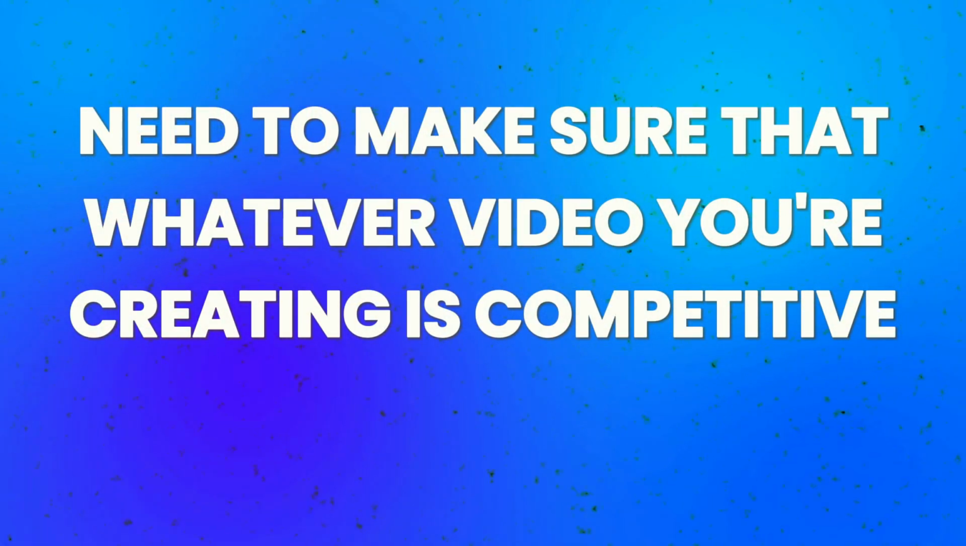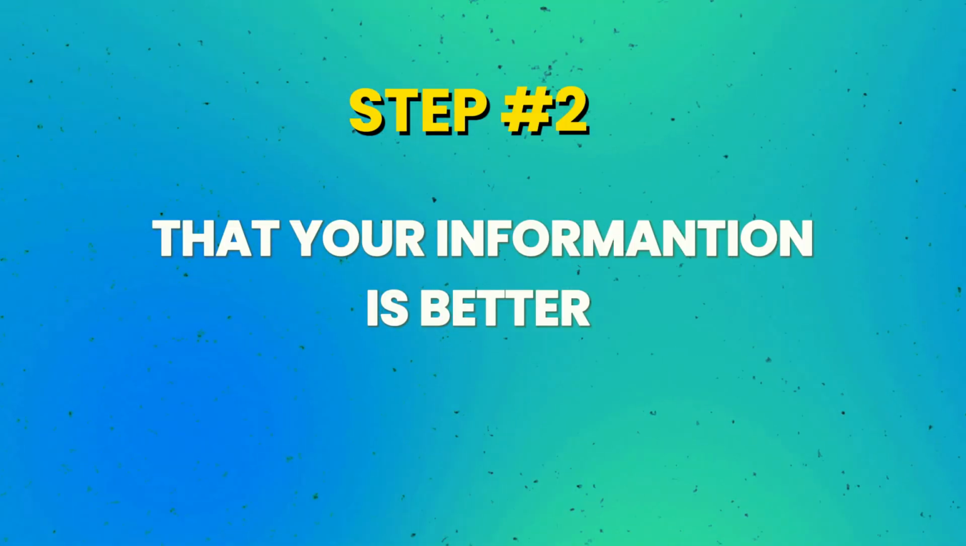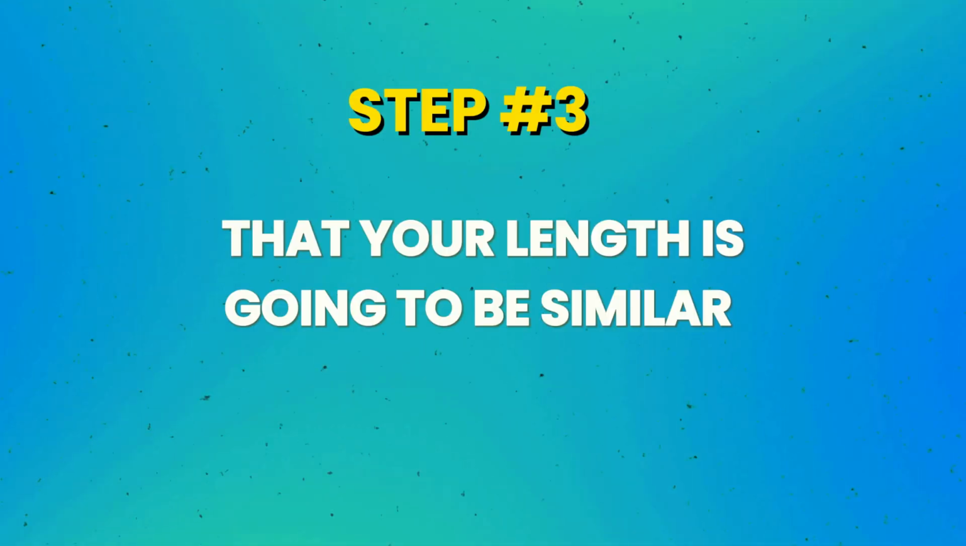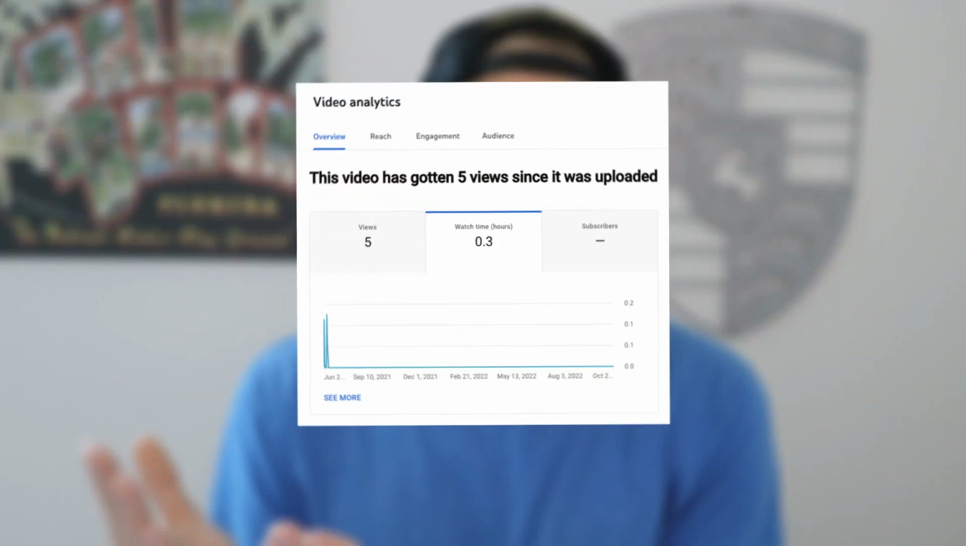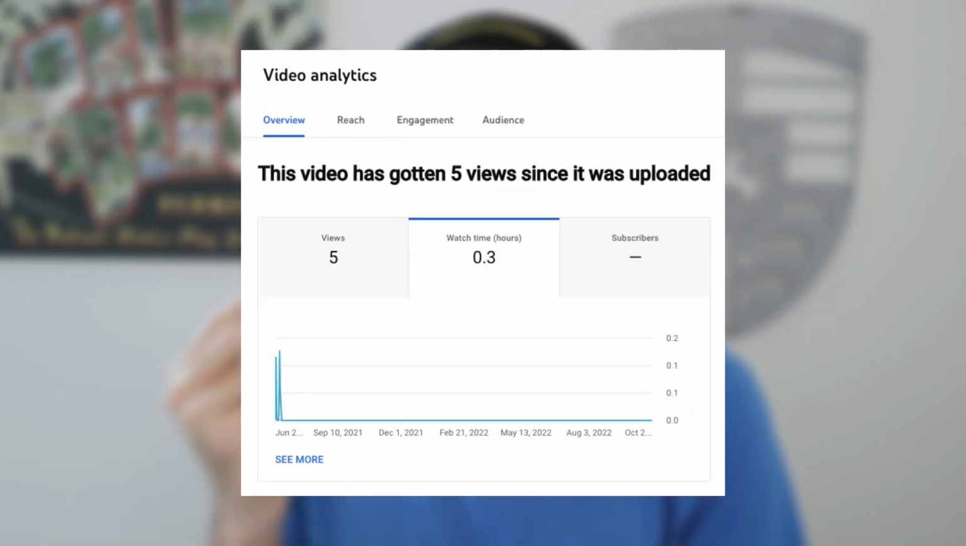And then finally, you need to make sure that whatever video you're creating is competitive against the other videos showing up. What does this mean? 1, that your hook is better. 2, that your information is better, and 3, that your length is going to be similar to those other videos that are showing up. For example, if you're making a video about how to rank on the YouTube algorithm, you want to make sure that if everybody else made a 1-minute video, you also made at least a 1-minute video. Because if not, you're not going to get the watch time you need in order to replace those people's posts, and boom, you're simply not going to get the views that you want to right now.